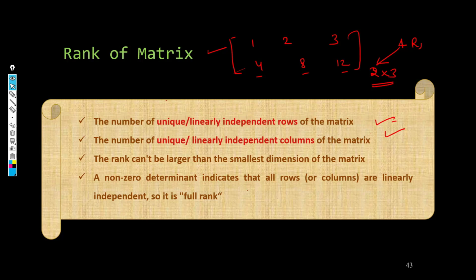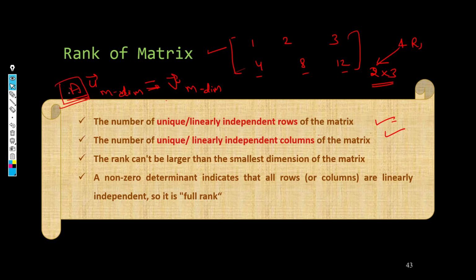Now, a non-zero determinant indicates that it is a full rank matrix. Full rank matrix means if you are making a transformation of vector u, and u is an m-dimensional vector, your resultant vector v is also m-dimensional. There is no loss of dimension when you are doing this transformation using Au equal to v, right? Then we say that this matrix is a full rank matrix.